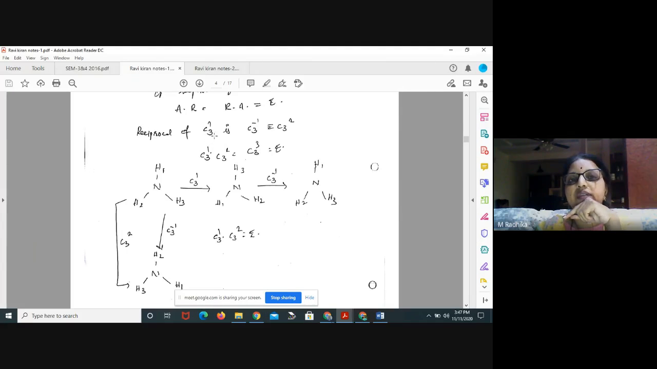Reciprocal of C3 1 is inverse of that, minus 1. Okay, that is equivalent to C3 2. We will see how it is C3 2.